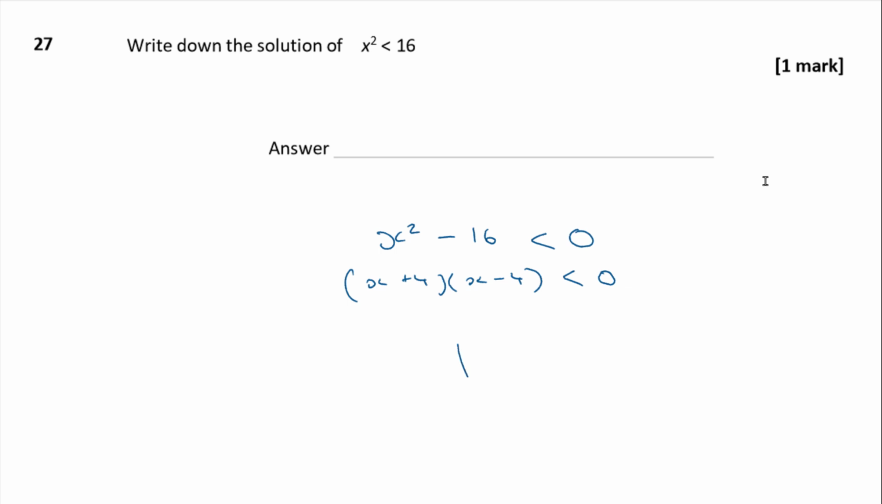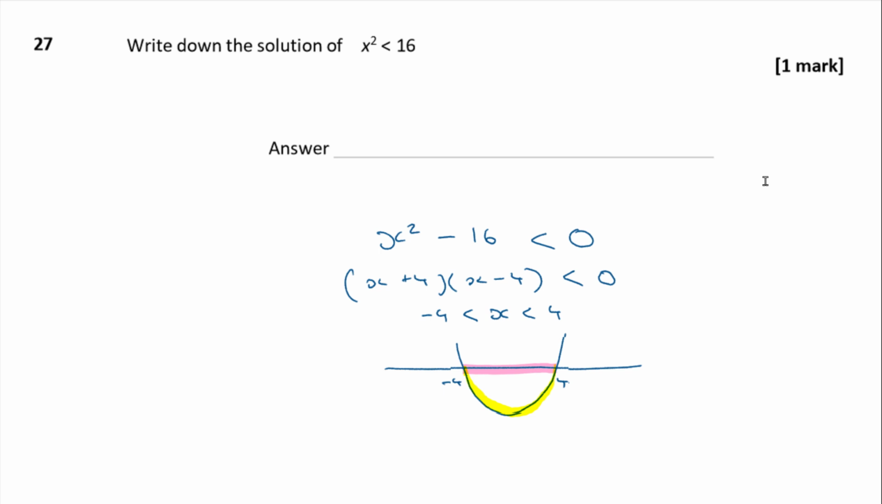As a parabola, I'm going to have two solutions, one at x is minus 4 and one at x is 4. We want when it's below the axis, when it's less than 0. So this curve is less than 0 while it's below the axis, and the values of x for which it's less than 0 are the values between minus 4 and 4. As an inequality, x is greater than minus 4 and less than 4. That's my solution.